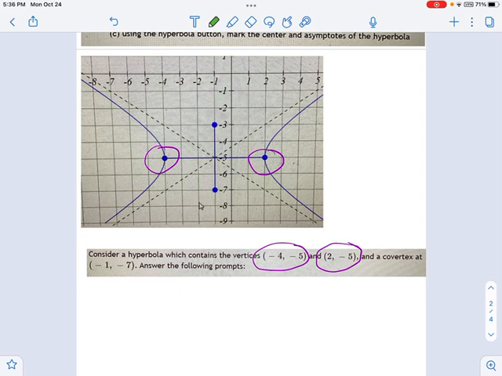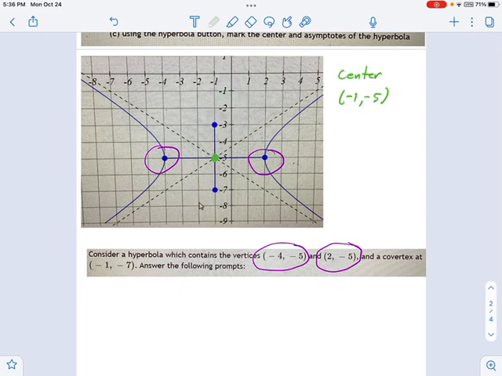Now we can get the center very easily by just taking the average of those two vertices. I'll just do this graphically, but it looks like the center point is located at (-1, -5). And you could add those x values together and cut them in half, just like you would average two test scores. That's a fine way of doing it.